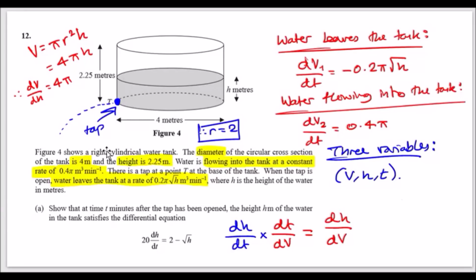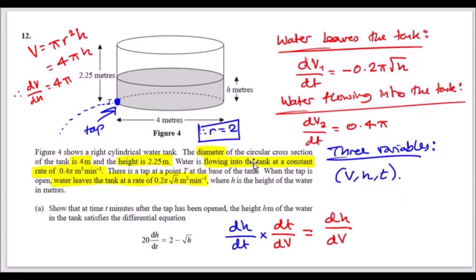So figure 4 shows a right cylindrical water tank, in the form of a cylinder. That's why I've got the volume of a cylinder over here just in case. The diameter of the circular cross section of the tank is 4 meters, so that's the diameter, meaning the radius is half of that. It also has a vertical height of 2.25 for the whole tank, whereas the water so far is up to h after a certain time. Now water is flowing into the tank at a constant rate of 0.4 pi meters cubed per minute.